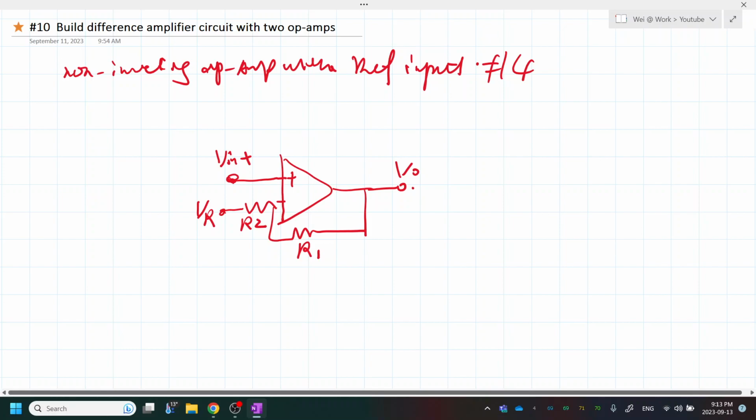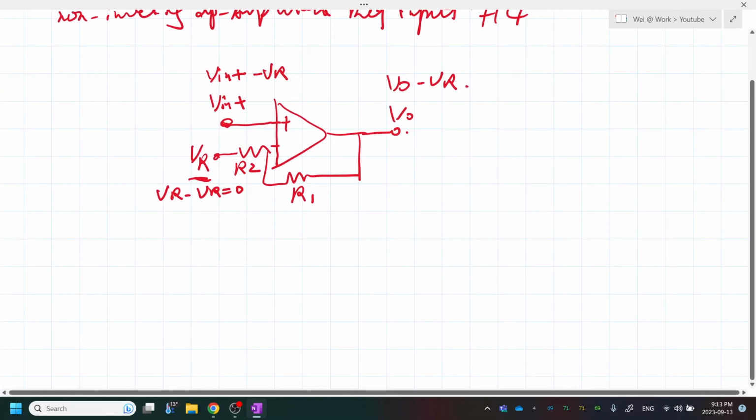Okay. The transfer function for this one, we have a quick way to write it. We just refer everything, all the input and output, with respect to VR. So now Vin plus turns into Vin plus minus VR. VR minus VR is 0, and V out minus VR is the output. Because it is a 0 voltage, we can quickly write down the transfer function. It looks like V out minus VR equals 1 plus R1 over R2 times the input, which is V in plus minus VR.